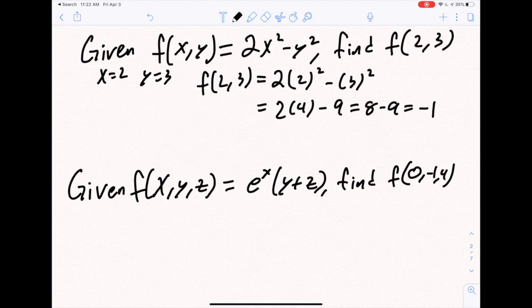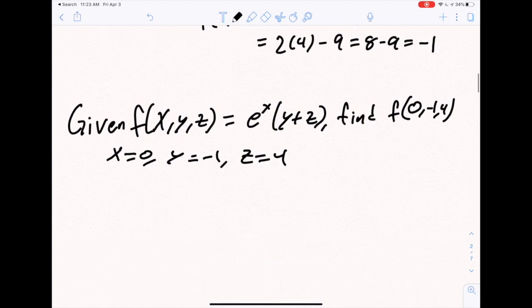All right, now for a function with three variables. Given f of x, y, z equals e to the x times y plus z, find f of 0, minus 1, 4. 0 being our first input means that x equals 0. Minus 1 being our second input means that y equals minus 1, and 4 being our third input means that z equals 4. Okay, and so with that in mind, we can just plug those numbers in.